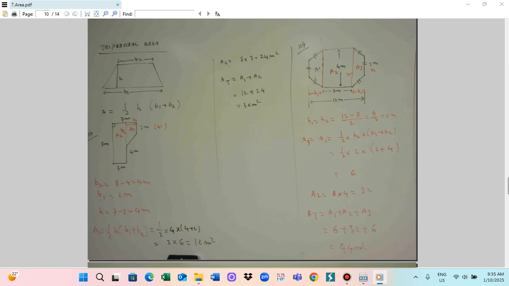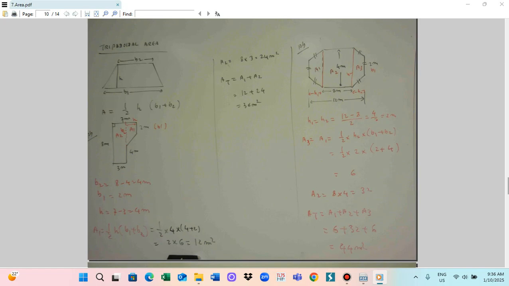Also, we can find the area by dividing it into three parts: area A1, A2 and A3. You can see that A1 and A3 are the same trapezium. This one is 12 meter, so 12 minus 8 gives 4 combined, so H1 and H2 are equal. 12 minus 8 divided by 2 is 4 divided by 2, so H1 and H2 are 2 meter.